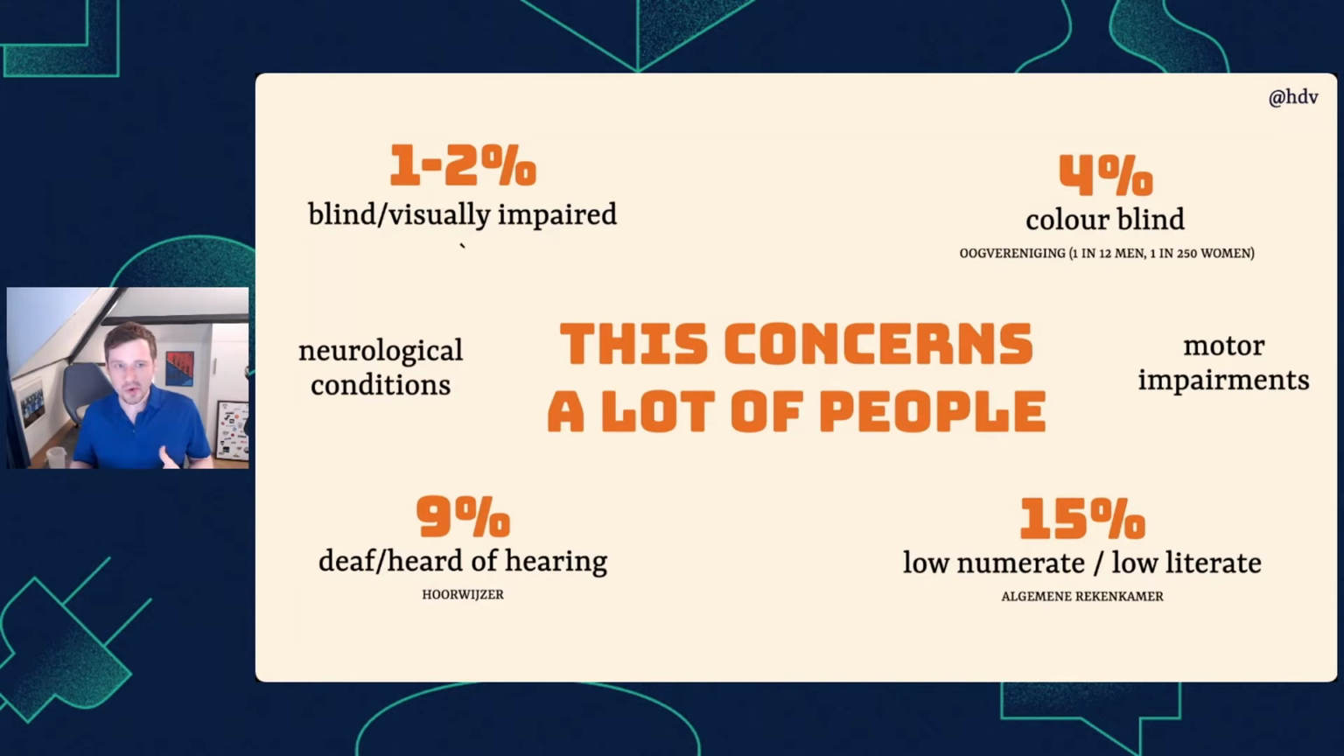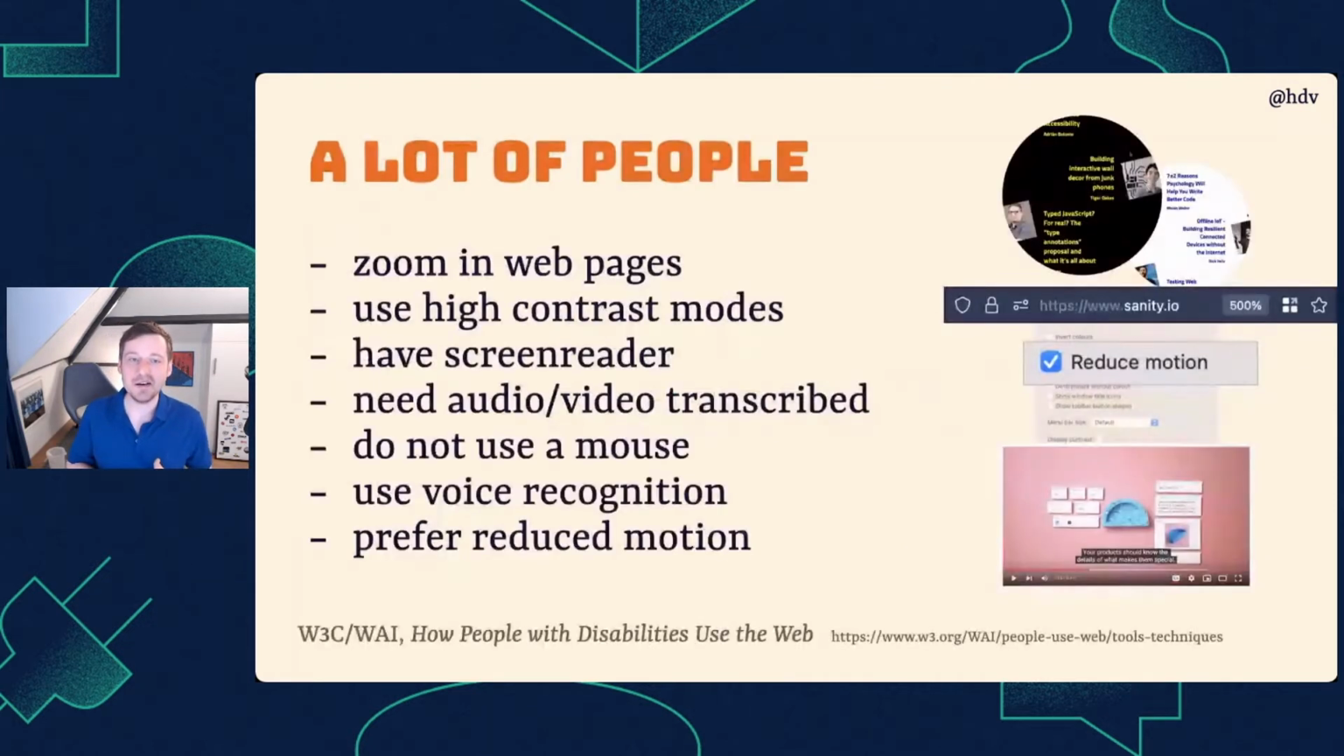And I think what's more important than the particular disability that they have is how they use the web. So some people might be using zoom on web pages all the time. They might be using high contrast modes or a screen reader. They might need their audio or video transcribed. Sometimes they just use a keyboard, not a mouse, or some other device. They might be using voice recognition or prefer reduced motion. So lots of different ways that people use computers. And basically, to do accessibility is to make sure that the website or an app doesn't have barriers for those different ways of using computers.